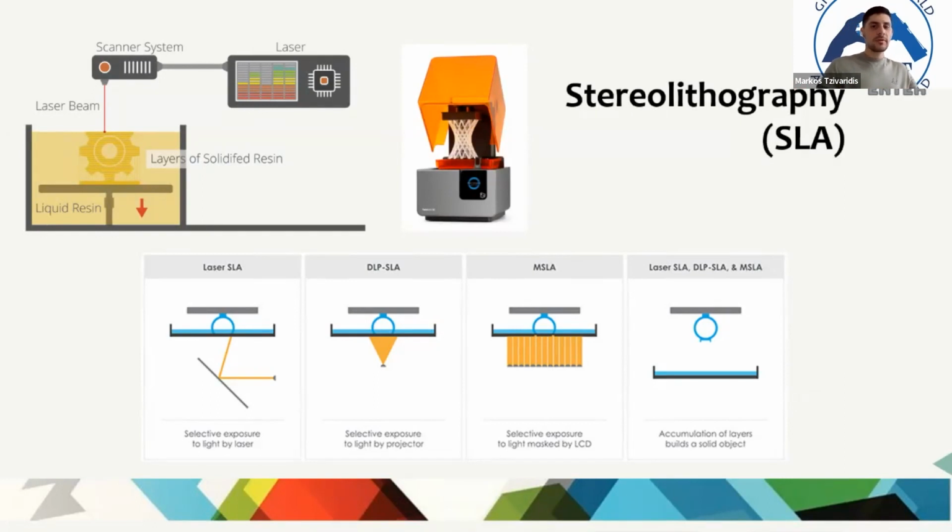Also, like SLA, DLP produces highly accurate parts with excellent resolution, but its similarities also include the same requirements for support structures and post-curing. However, one advantage over SLA is that DLP uses only a shallow vat of resin to facilitate the process, which means that basically you use much less material when you use the DLP method.